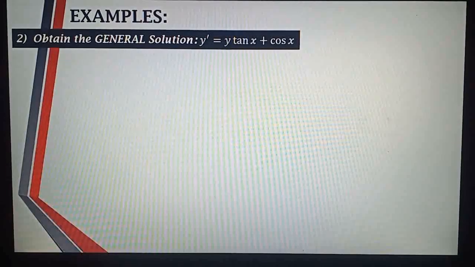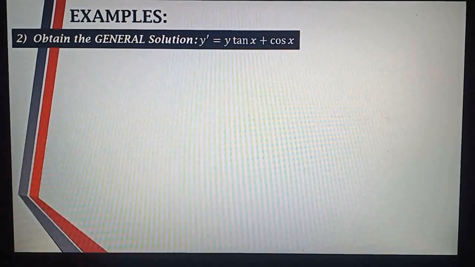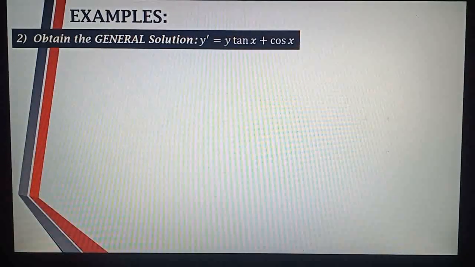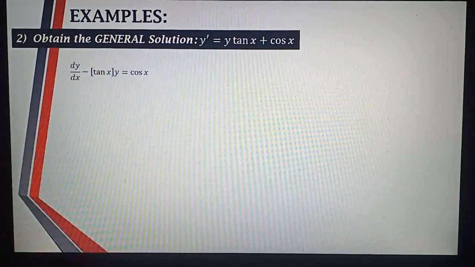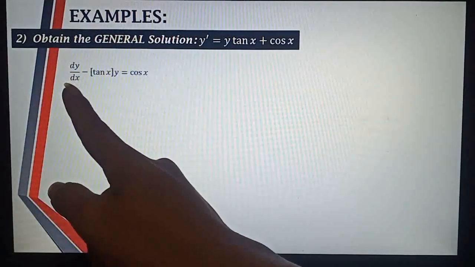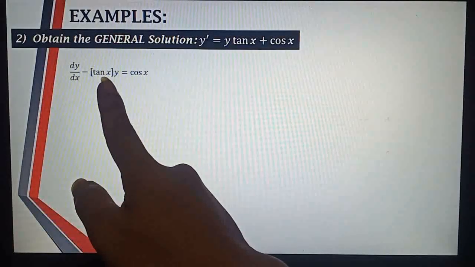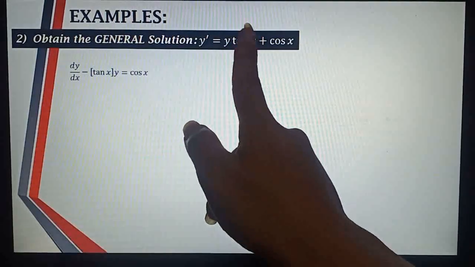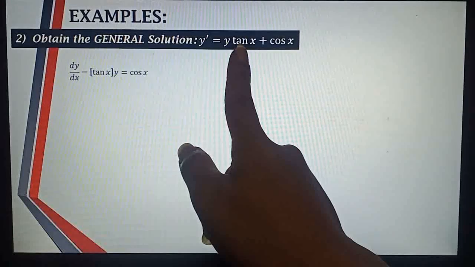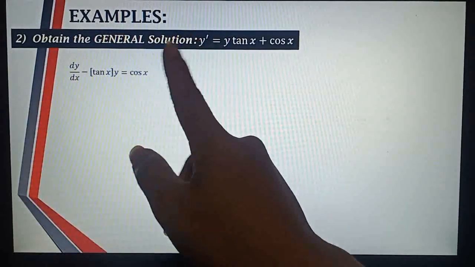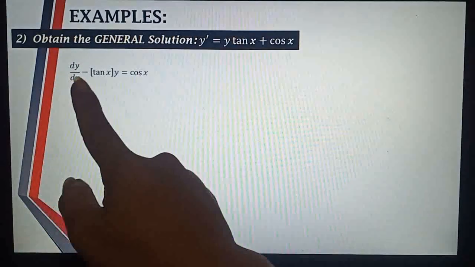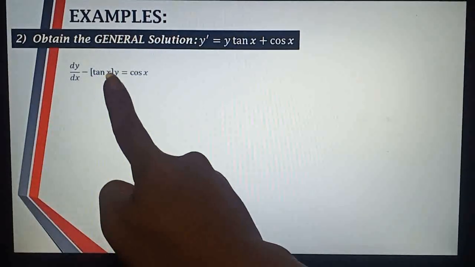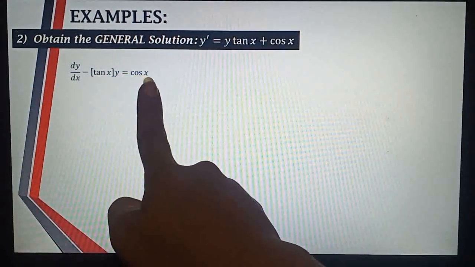Example number 2 is obtain again the general solution of y prime equals y tangent x plus the cosine of x. Now we all know that y prime is dy over dx. Kaya lang, dapat ang kasunod niya yung may multiplier natin na y. So in this equation, meron tayong y tangent of x, so kailangan nating ilipat si y tangent of x kasama ni dy over dx. In that case, you will now have an equation of dy over dx minus the tangent of x multiplied to y equals the cosine of x.